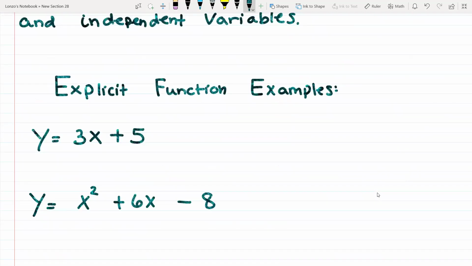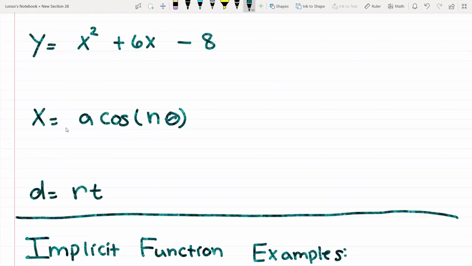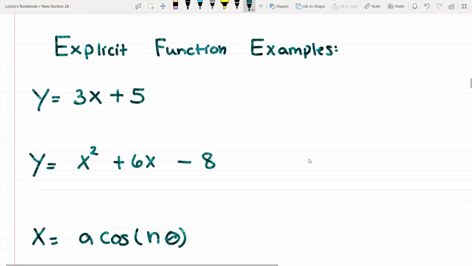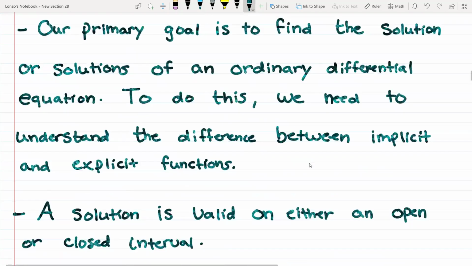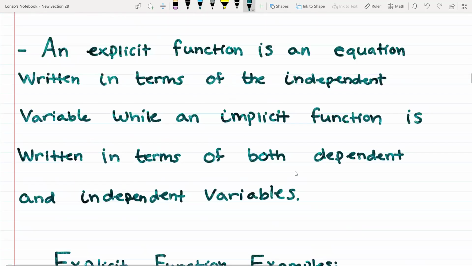An example of an explicit function is when you have y on the left side, and on the other side it doesn't have y. Examples are y equals 3x plus 5, and y equals x squared plus 6x minus 8. Those are explicit examples. So is x equals a cosine of theta, and d equals rt. And an implicit function is, when you did implicit differentiation, you would have different letters on both sides.